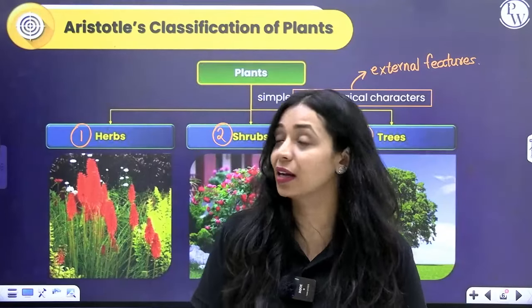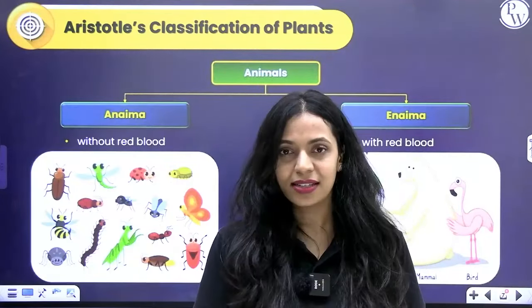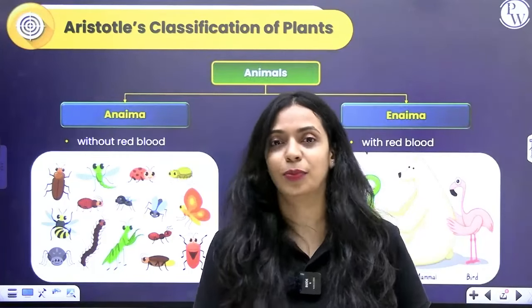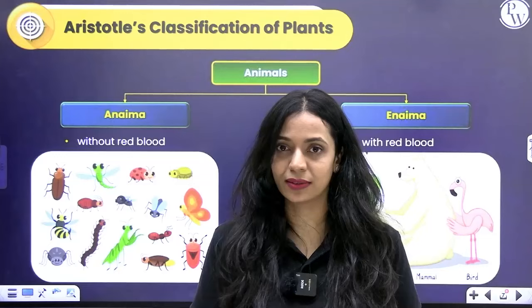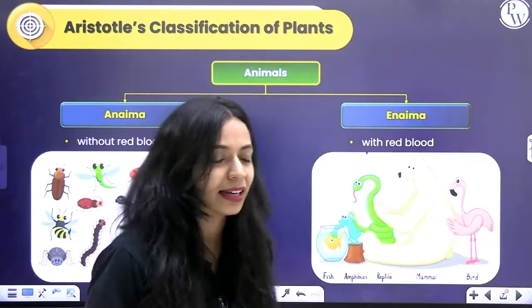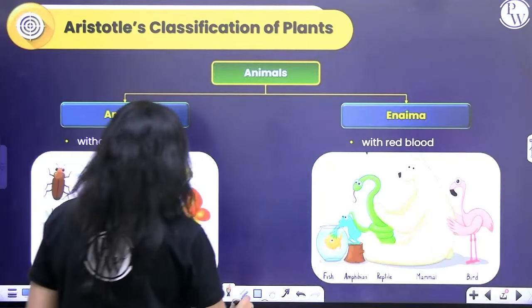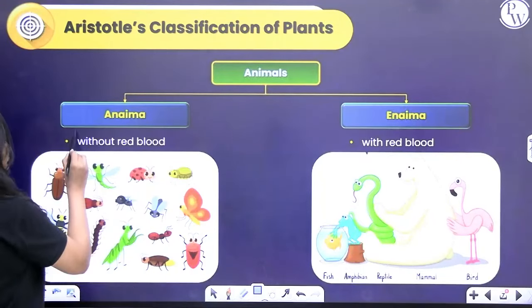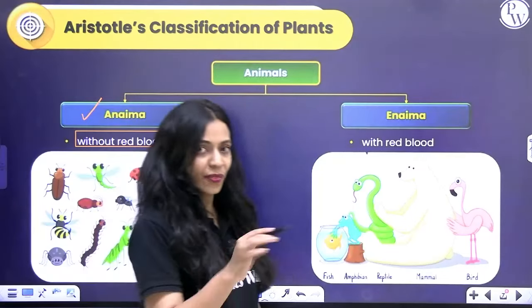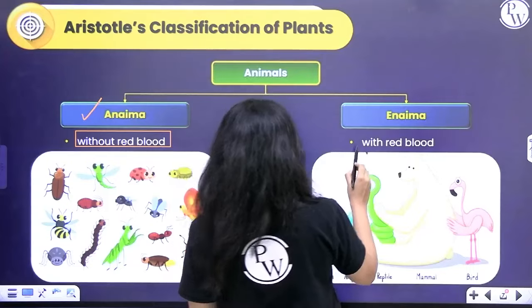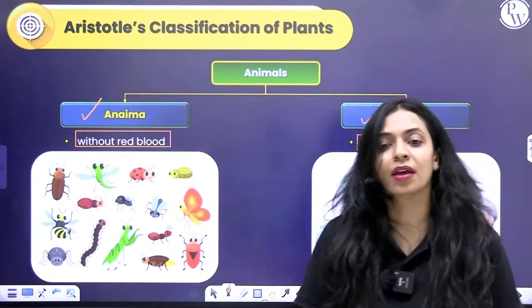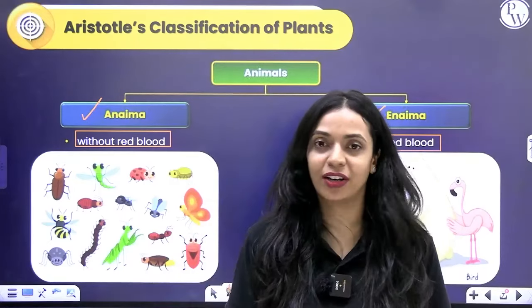When he classified animals, he used just one criterion. That is whether that animal's body has red colored blood or not. Whether the blood in that organism was red in color or not. That is the only criterion that he used. So he classified animals into 2 groups. One group that did not have red blood, he calls it anaima. And the other group, like us, vertebrates, which had red colored blood with hemoglobin, that is enaima. Which are some organisms that do not have red colored blood?